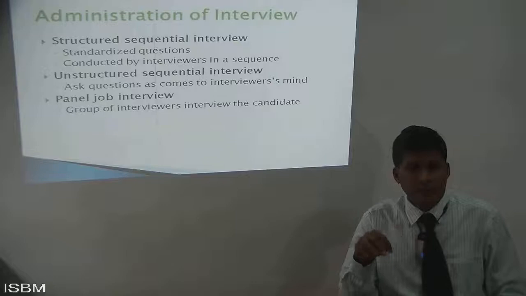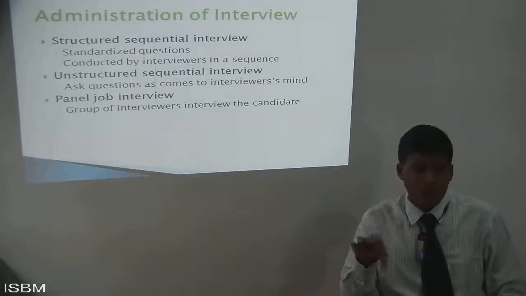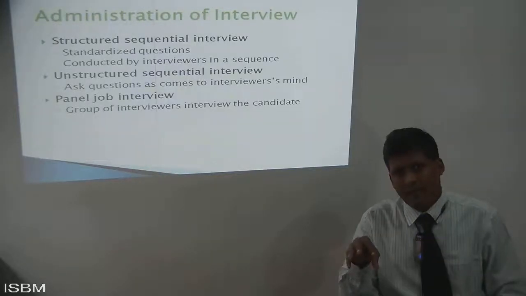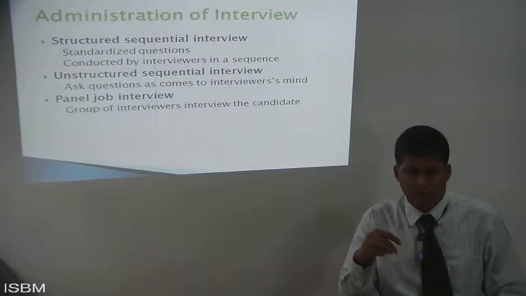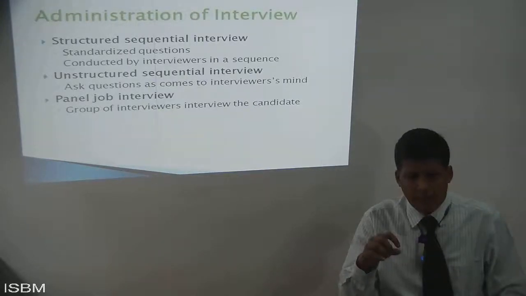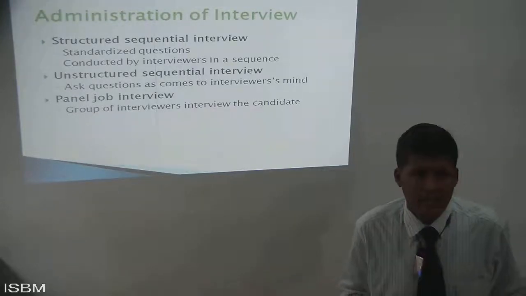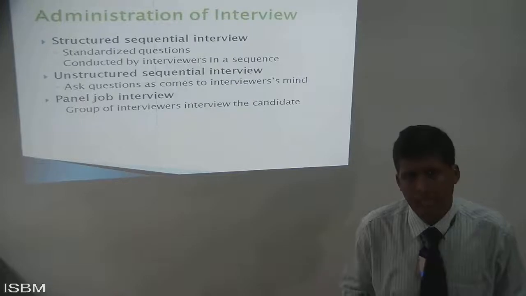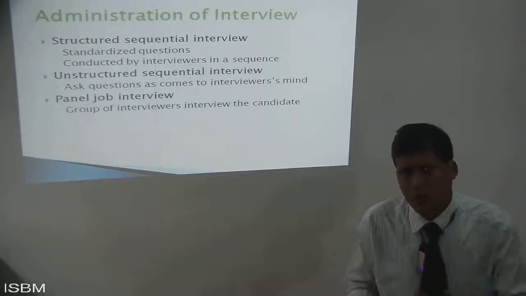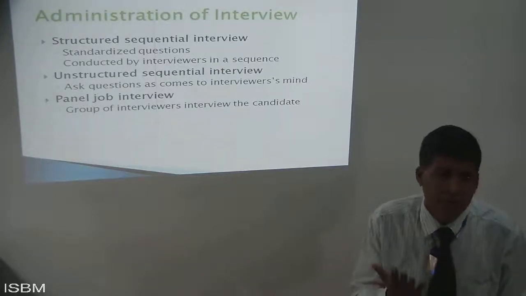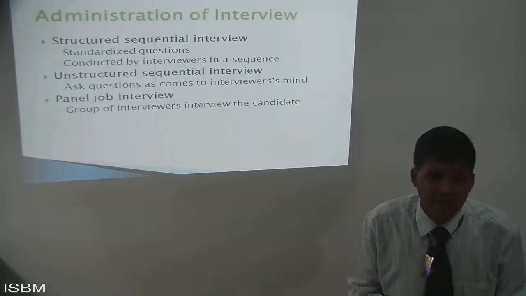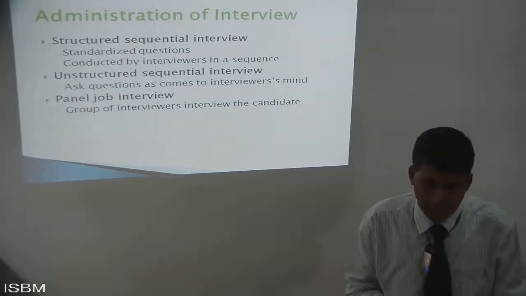This suits a job of a complex nature, meaning the job has to handle multiple responsibilities. It could be a CEO position, or a HOD position. Then it's unstructured in the sense that the interviewer takes it as it goes along. That means he flows with the interviewee in terms of the methodology.